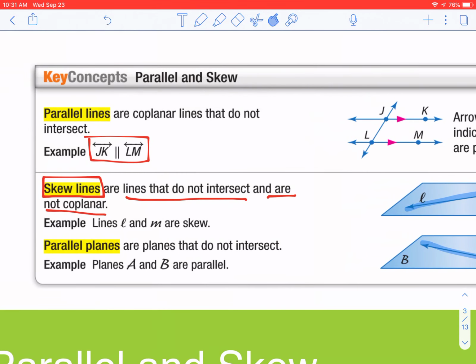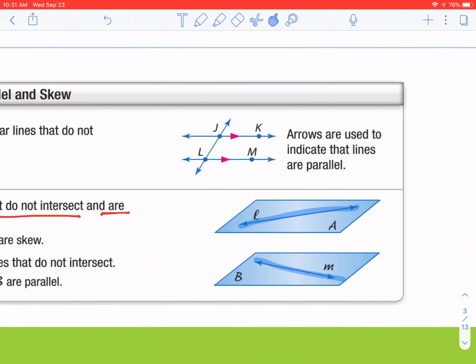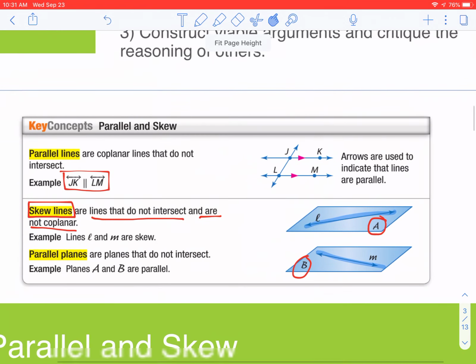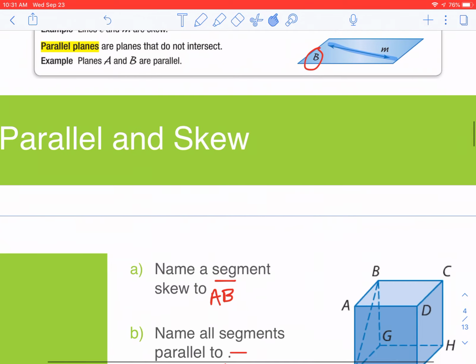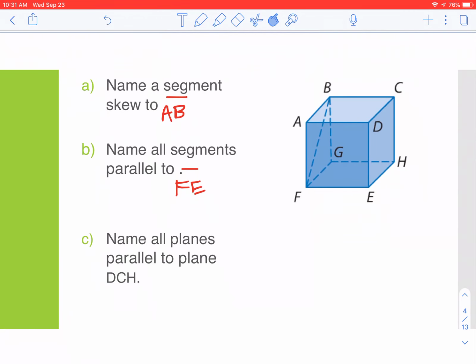And then parallel planes would be these two planes here. We have what's called plane A and plane B. Those two planes do not intersect. So we can have parallel lines and we can have parallel planes. So those are your first three vocab words there. Okay, so now we're going to practice.